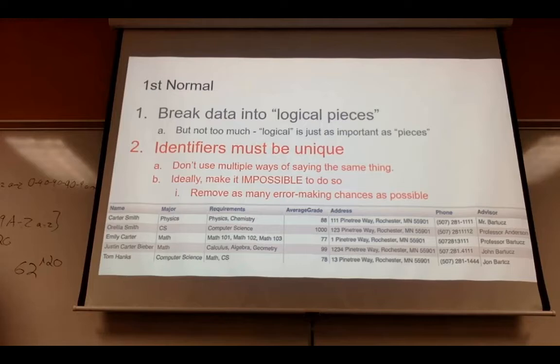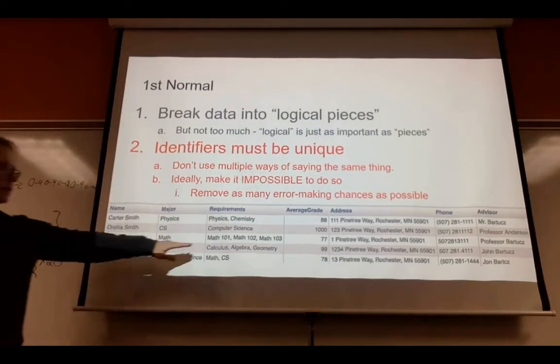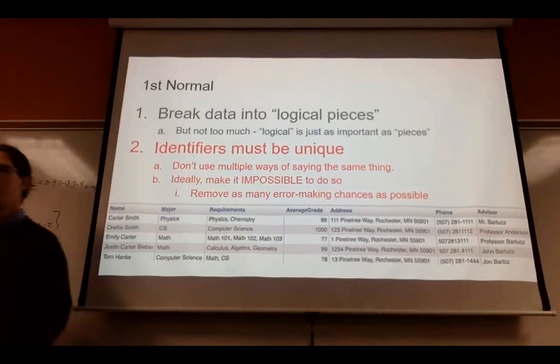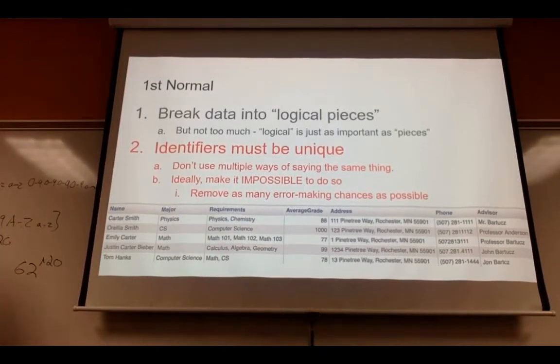Identifiers must be unique. I don't remember who said it, but somebody said we don't have a unique identifier here, and that's absolutely correct. You want to try to make it impossible to have multiple ways of saying the same thing. So things like Math 101, 102, 103, Math, CS, you don't want to have that. You want to break that out and make it unique.